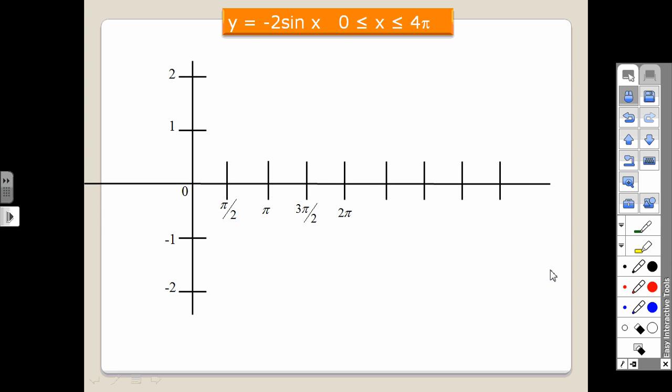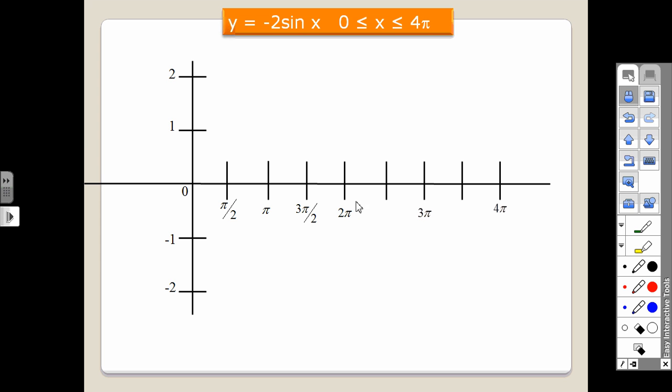All right, so here's another one that we're going to have to graph. It says y equals -2 sine x, and our interval now is from 0 to 4 pi. Okay, so what you can do is mark off the first 4 points as your 4 quadrantal angles, pi over 2, pi, 3 pi over 2, and 2 pi. And then with that same equal spacing, continue on another 4, because you're going another 2 pi, right? Because you're going all the way out to 4 pi.